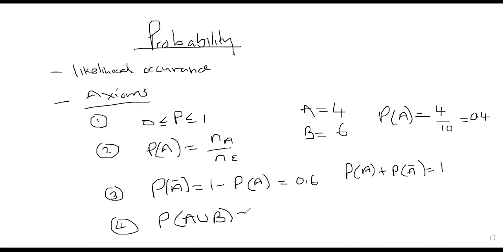Then the other rule is that when you're uniting A and B, we use the formula A union B. So to unite these sets, we have probability of A plus probability of B minus the intersection of A and B.